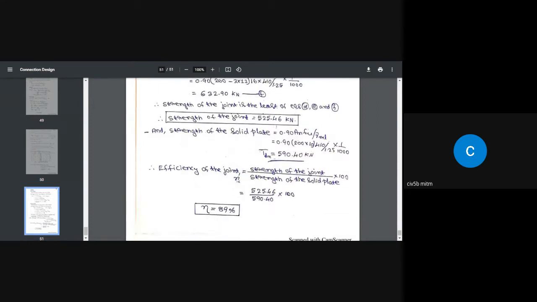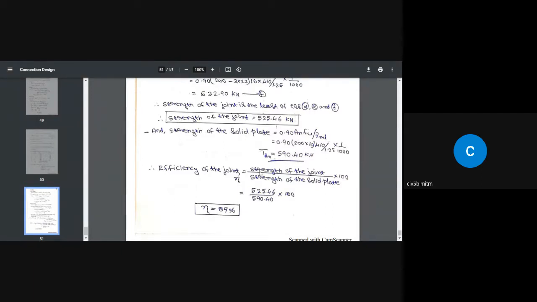So what is the efficiency of the joint? Again, I repeat. When it comes to diamond bolting, we are not considering one pitch width because the number of bolts for each pitch width varies. So we are not going to get the right value. That's why we should consider the whole joint.